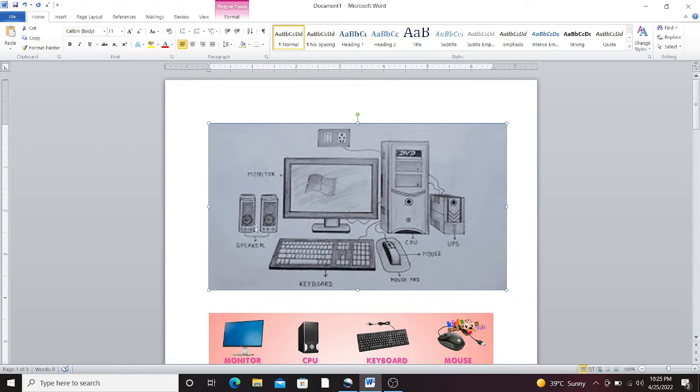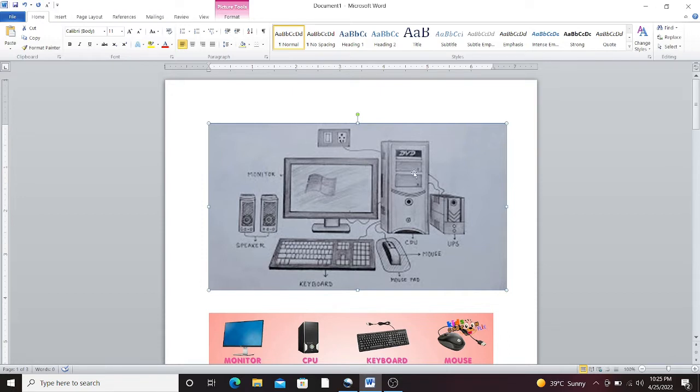This is a monitor, this is a speaker. You can't call it a computer system, right? But yes, when they all are combined, all connected together, that time you can call them a computer system. You can see the different wires there. The monitor's wire is connected with the CPU, the keyboard wire is connected with the CPU, the mouse wire is connected with the CPU, the UPS is also connected with the CPU, and then the plug is in. Okay, so this is a computer.